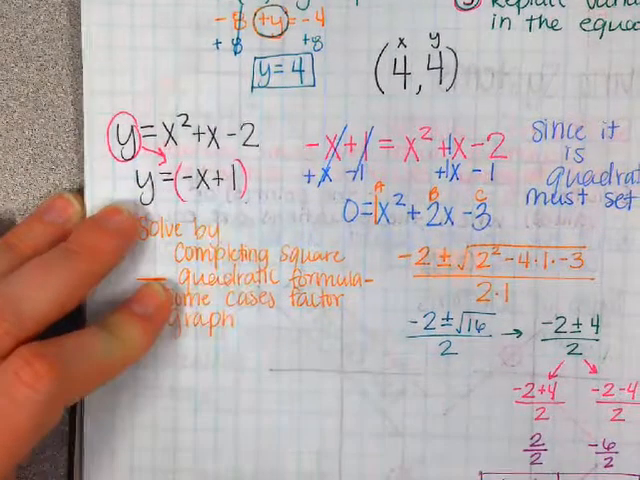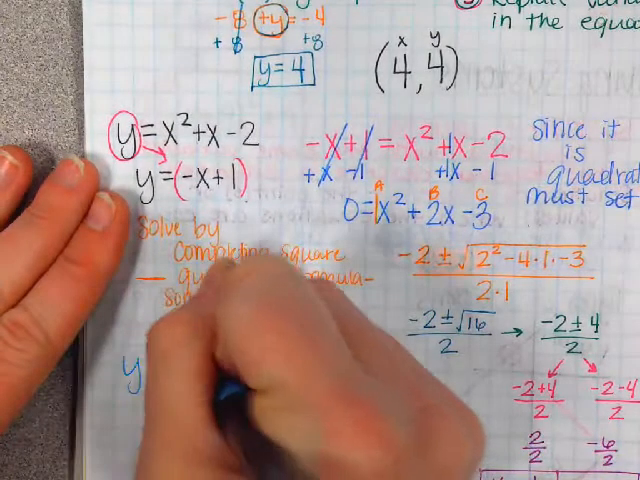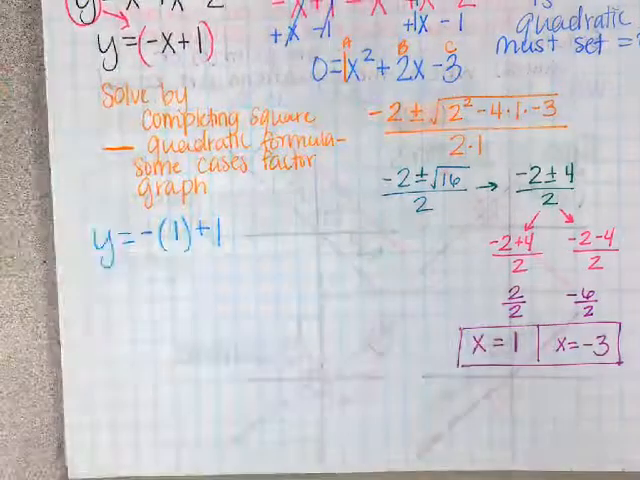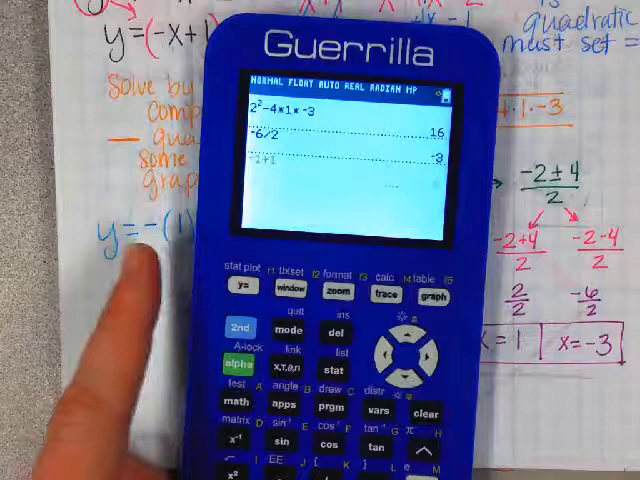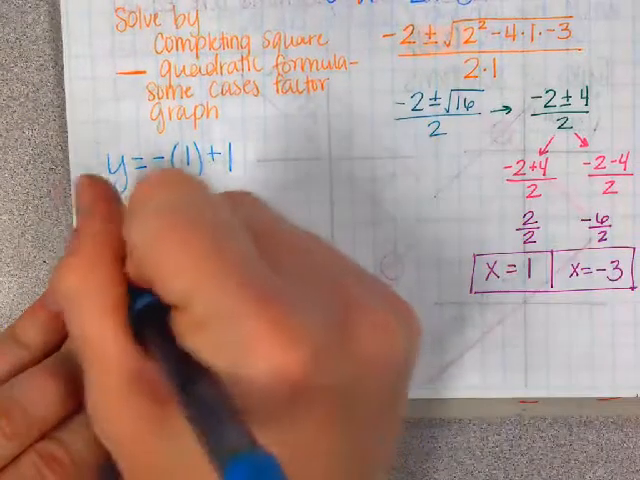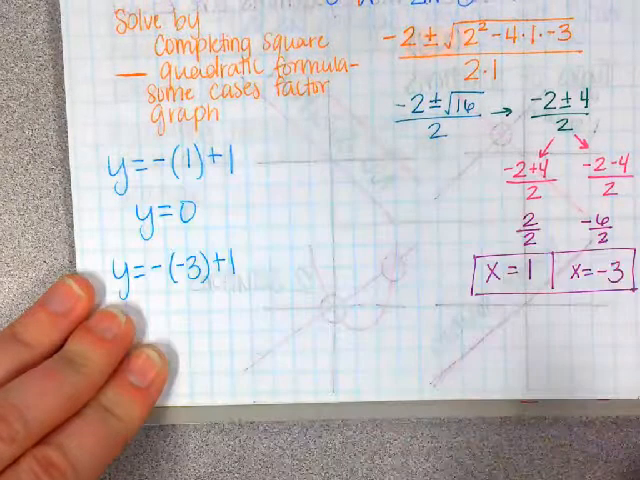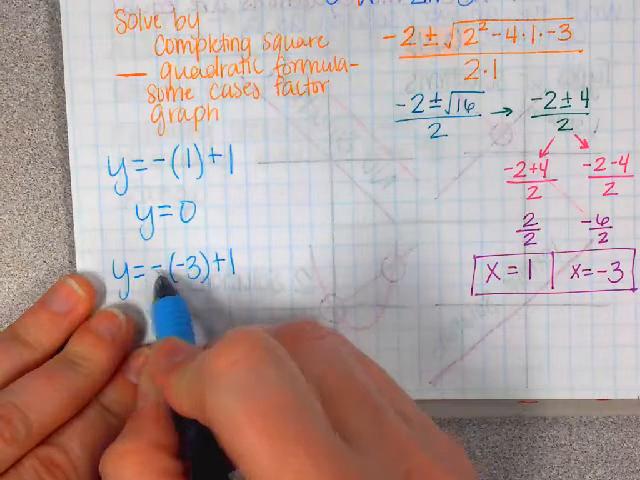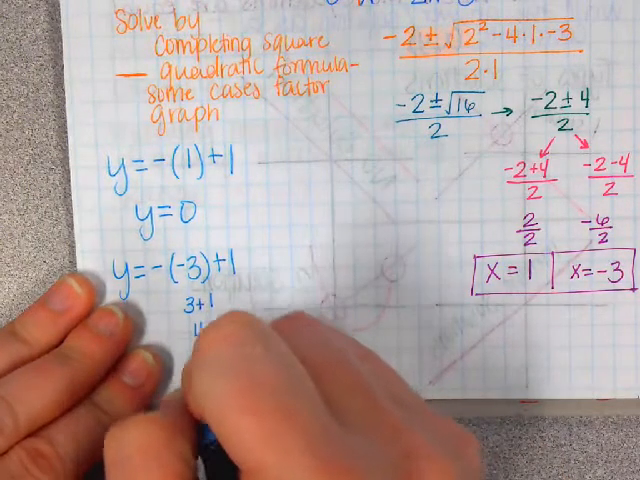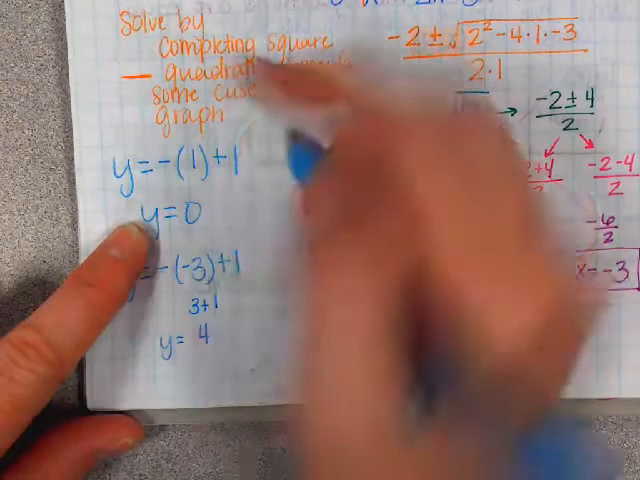Okay, now we're going to go plug that back in, and I'm going to plug it into this equation. I could plug it in up there, but this equation looks simpler. So I'm going to plug the first one in. So it'd be y equals negative 1 plus 1. Well, negative 1 plus 1 is 0. So y equals 0. And then I'm going to plug in the other one. So y equals negative 3 plus 1. A negative times a negative would be a positive 3 plus 1. So that would be 4.